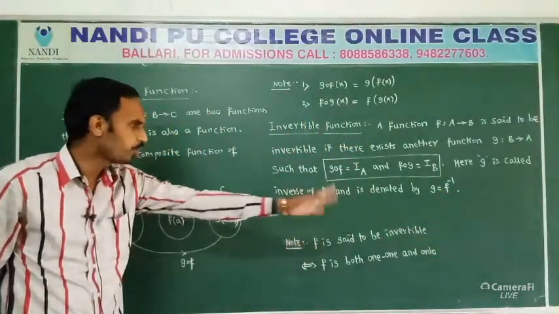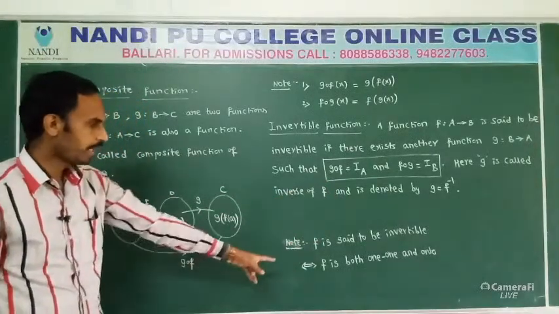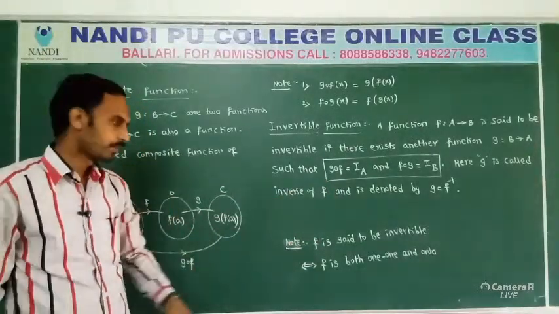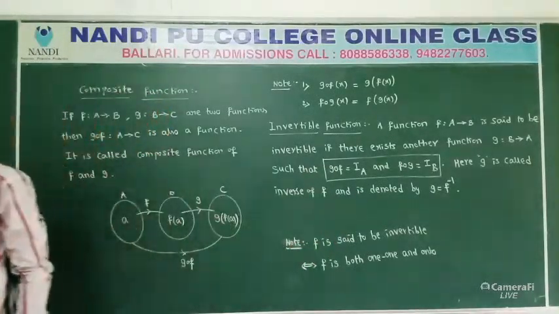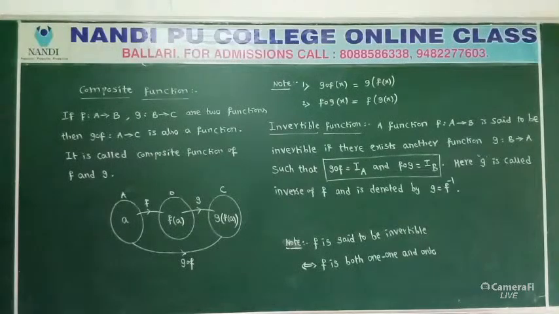Note: f is said to be invertible, double implies invertible means inverse exists, f is both one-one and onto.